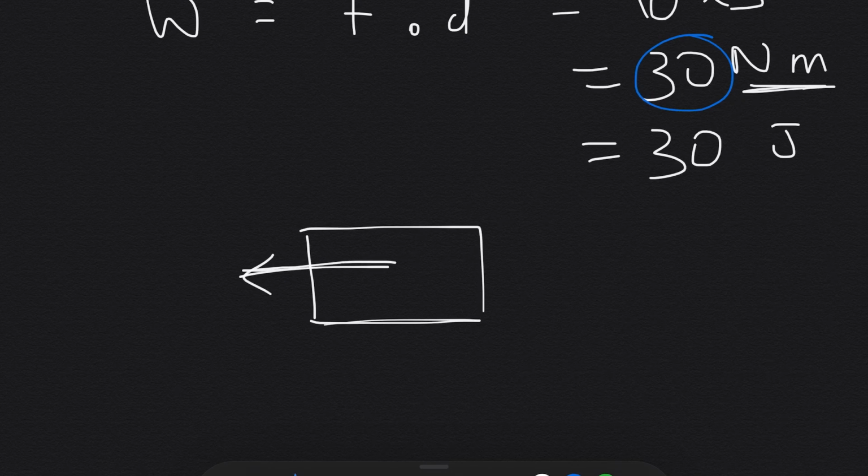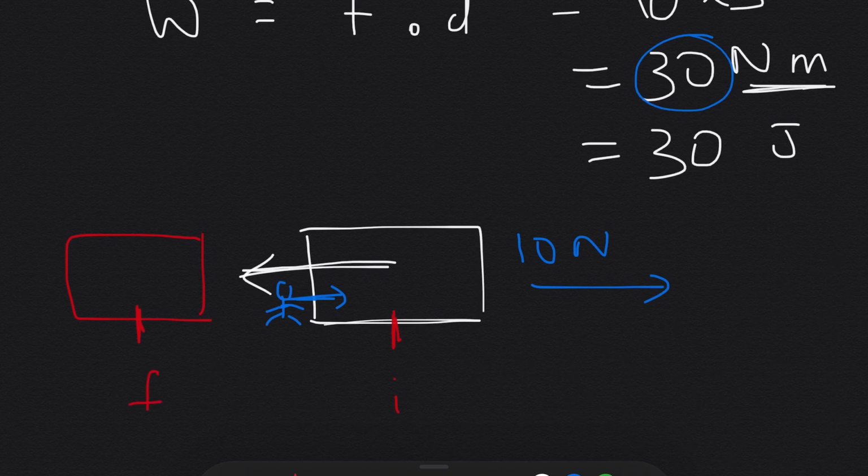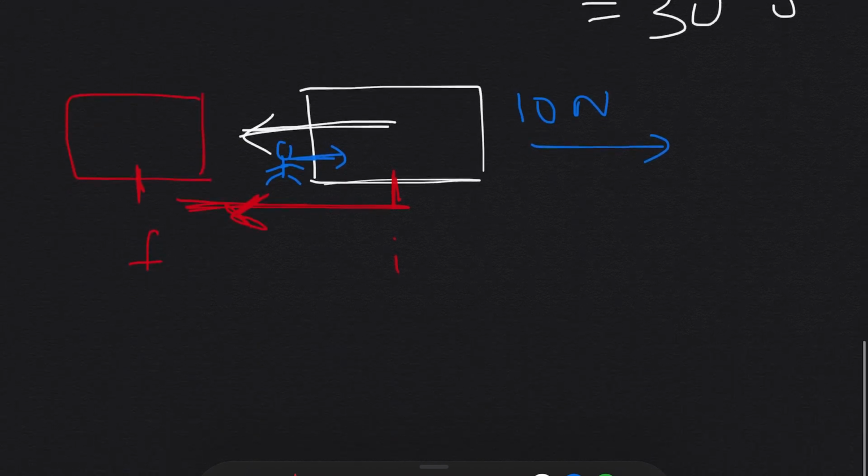And let's say there's a person that's trying to push this box in the opposite direction. And they are applying a force of, again, let's say 10 newtons. So it's 10 newtons in this direction. But the box is actually moving very fast, so they're hardly able to push it towards the opposite direction. So what happens is the box starts over here initially, and it ends up here in this final location. So this is the final position. So the displacement is actually in this direction. So you can see that they're in opposite directions.